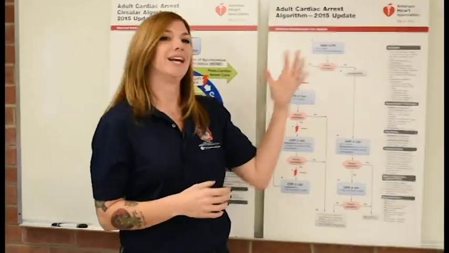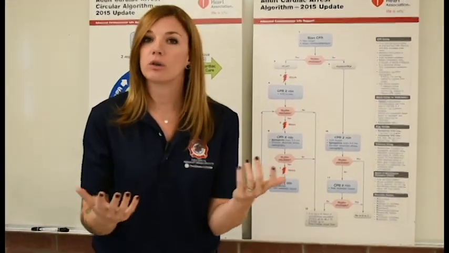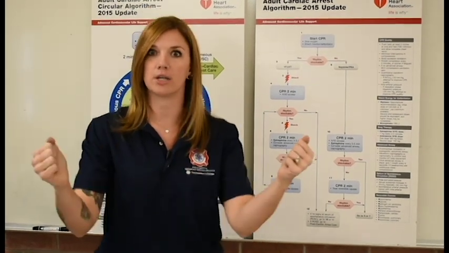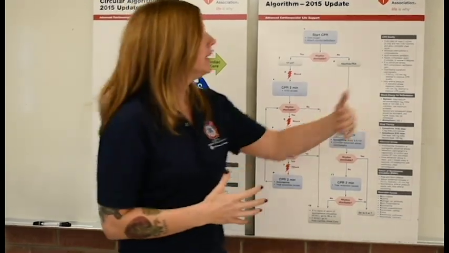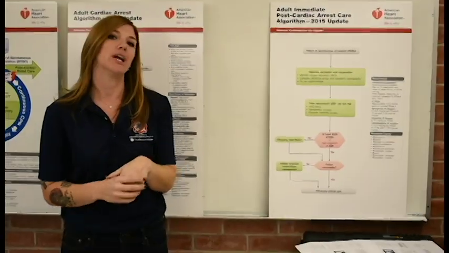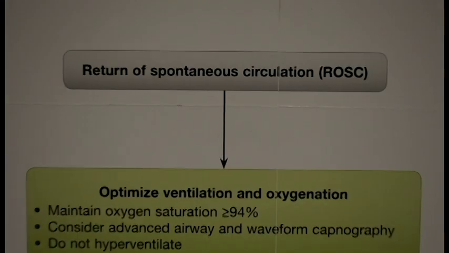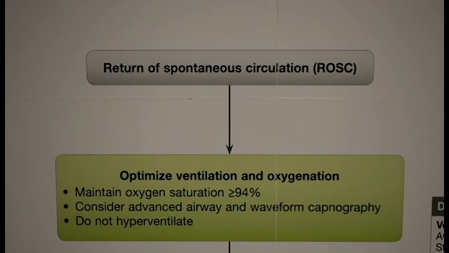One of the things that AHA and your ACLS guidelines are really harping on now is return of spontaneous circulation and taking care of your patient once you've gotten pulses back. Congratulations, you got pulses back. How do we treat our patient after that? And that goes with our immediate post-cardiac arrest care, okay? If you have a return of spontaneous circulation right away, make sure you have a pulse, check your rhythm, and check a blood pressure right away.